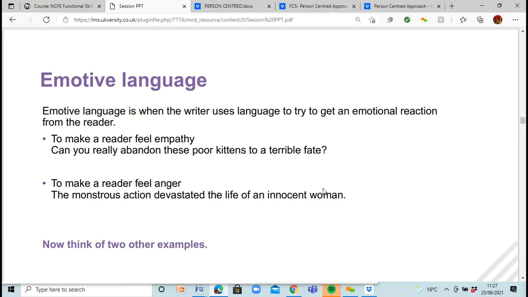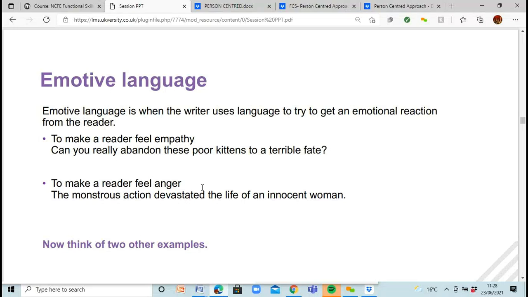Then you've got emotive language. Emotive language is when the writer uses language to get an emotional reaction, to help you feel empathy. An example of that would be, "Can you really abandon these poor kittens to a terrible fate?" So it's really asking you, will you really let them go? Are you going to leave them to die?